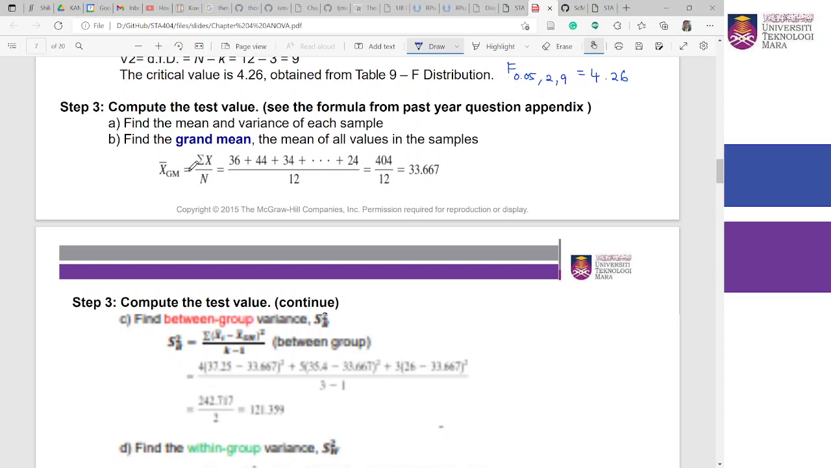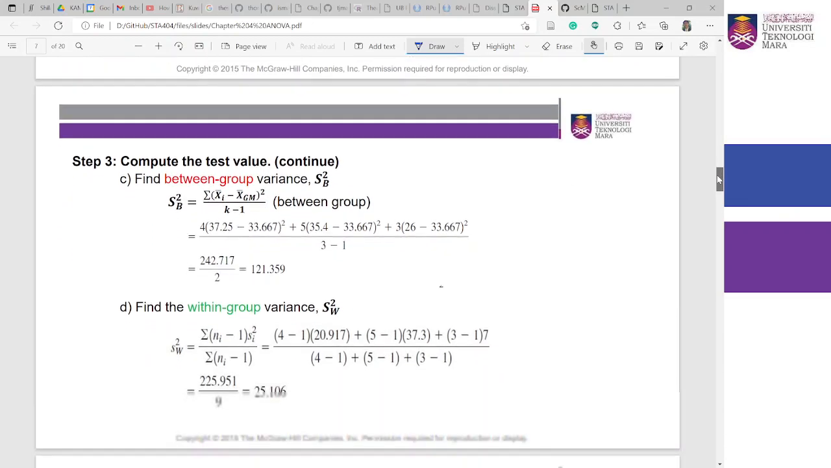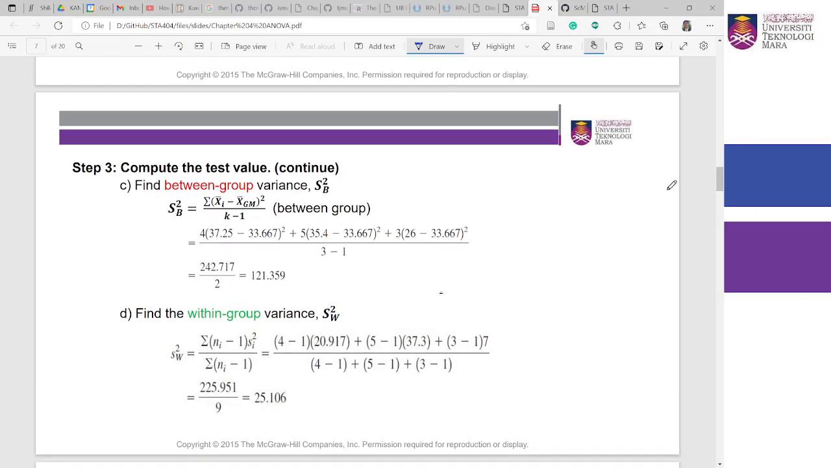The first thing that you need to do is to calculate the grand mean. Grand mean means we get the mean overall. So you calculate the grand mean: 36 plus 44 and so on, divided by 12. Add all the values and then divide by 12, and you will get the grand mean equal to 33.667. This is one of the ways to calculate it. Of course, there are other ways to calculate the F test value.